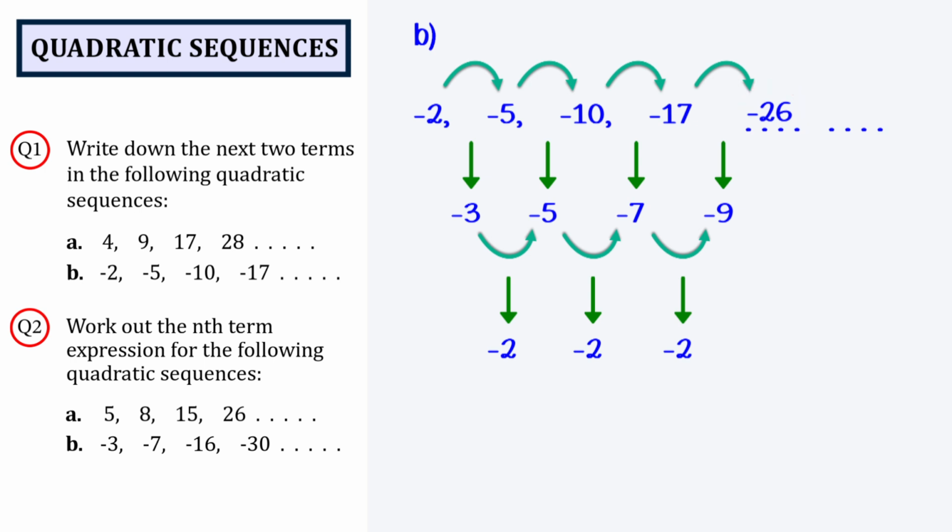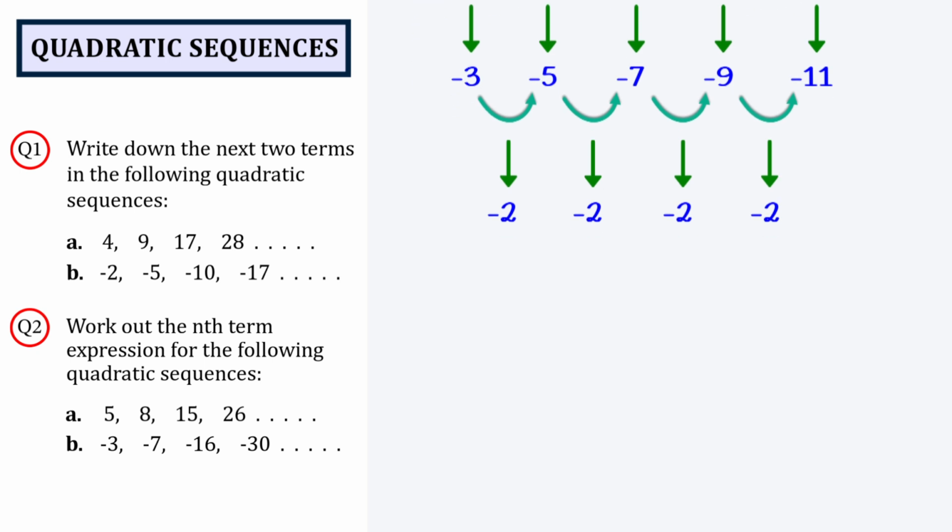Now let's repeat this process once more by adding -2 to -9 in the first difference sequence, and then adding the result to the last term in the original sequence. So we have -9 minus 2 is equal to -11, and then -26 minus 11 is equal to -37. So the next two terms in the sequence -2, -5, -10 and -17 are -26 and -37. And so that answers part B.